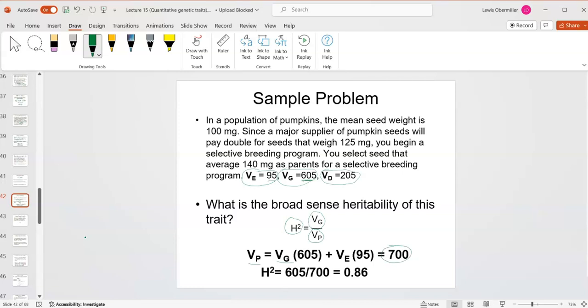And then we take, remember, broad sense heritability is VG, which is 605. And then the variance due to the phenotype, which is the genetic plus the environmental, which is 700. And then we get our broad sense heritability is 0.86. That would be a positive correlation, right? With a slope of 0.86.